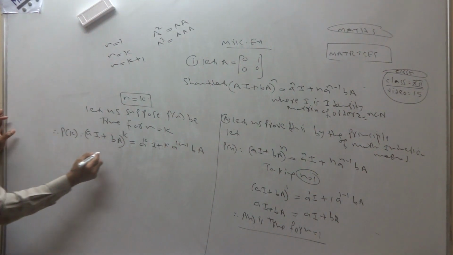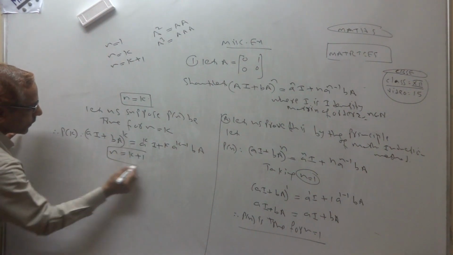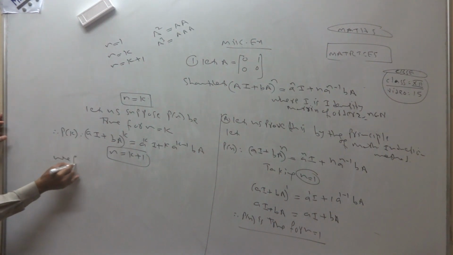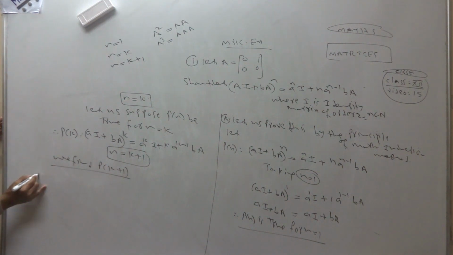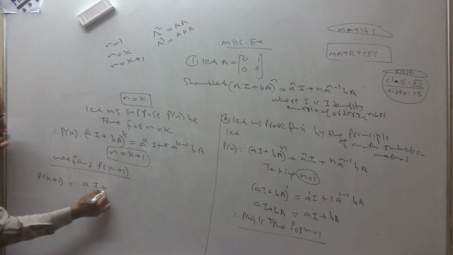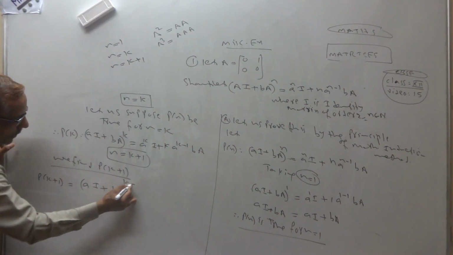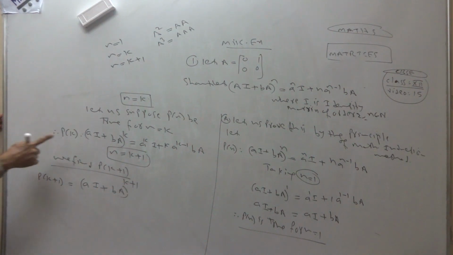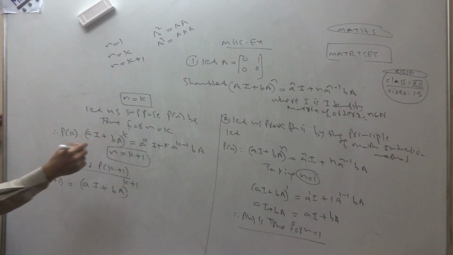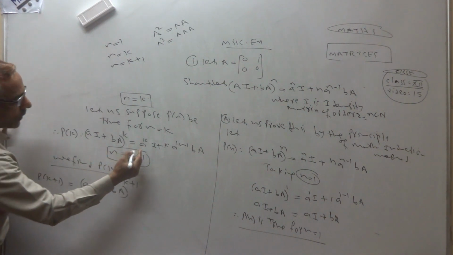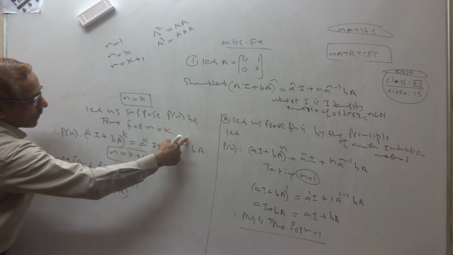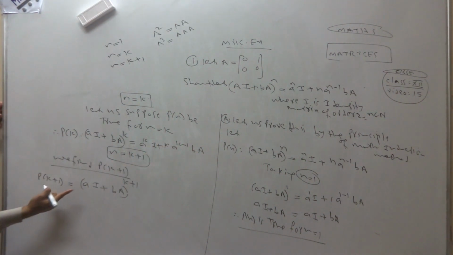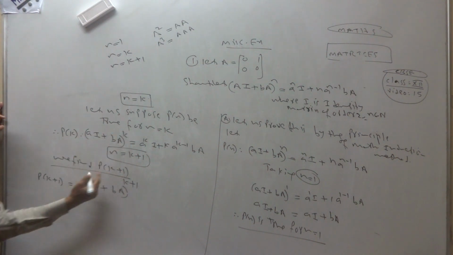Now the third step is the main step, n equal to k plus 1. So we find P(k+1). What is P(k+1)? (A I + B A)^(k+1). We find this, and what answer must we get? We must get A^(k+1) I + (k+1) A^((k+1)-1) B A. So we are finding (A I + B A)^(k+1).